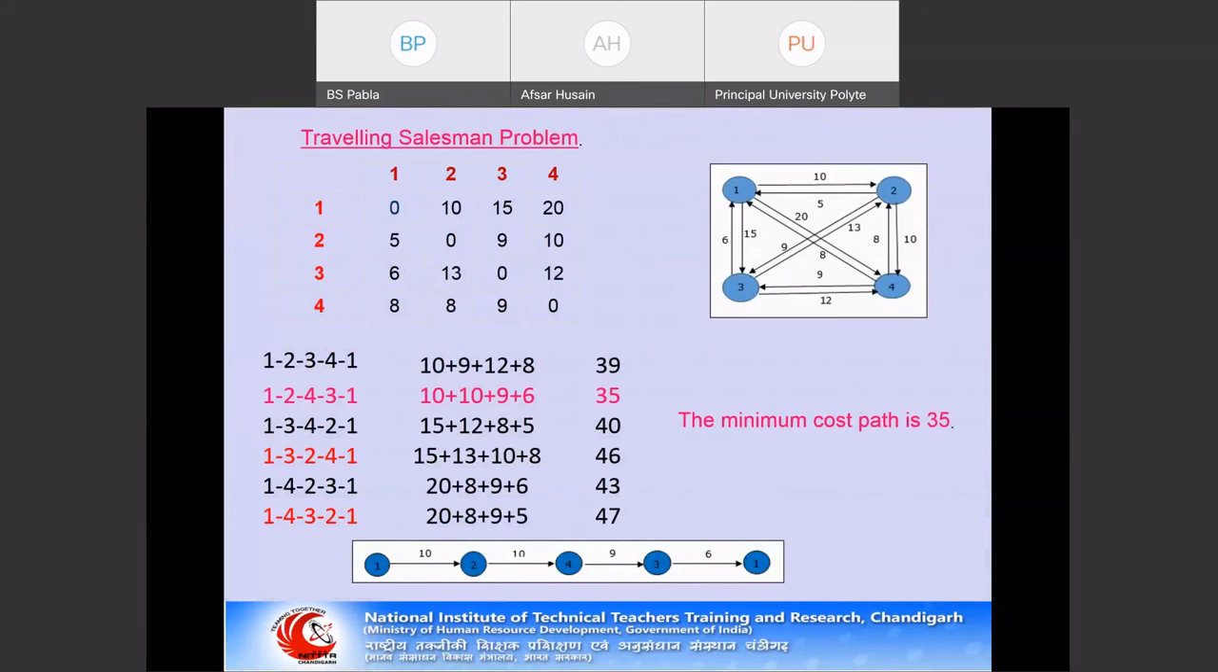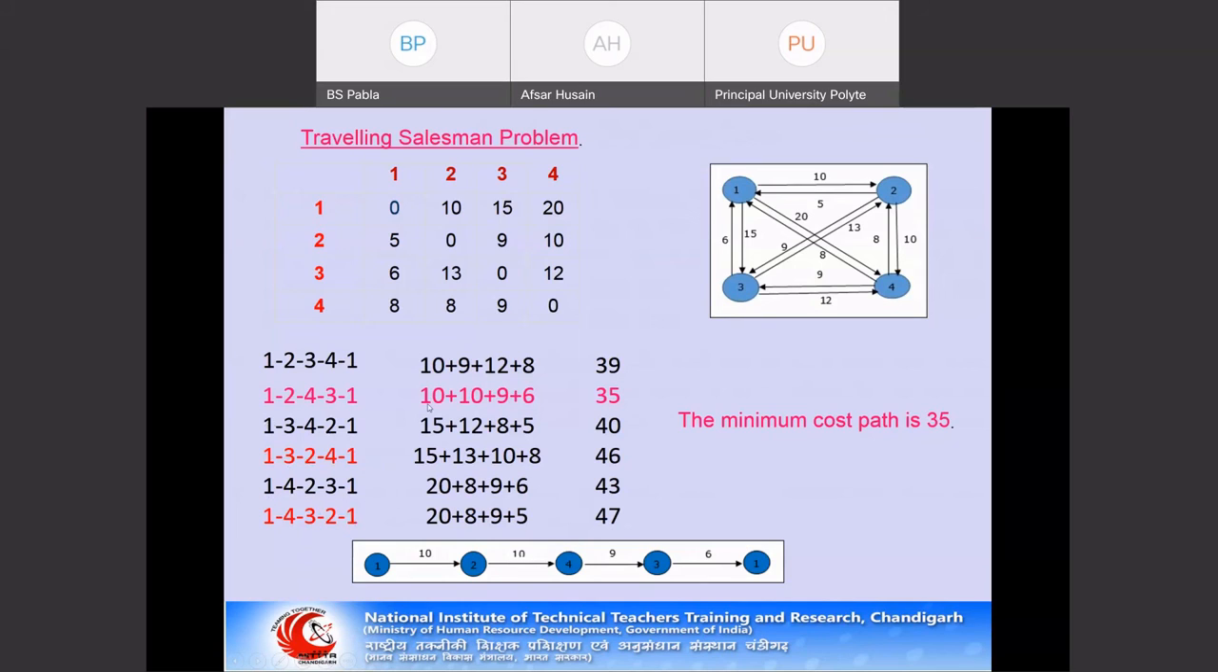Okay, this is the traveling salesman problem. I can do it manually here because I have calculated the cost of traveling and made all the permutation combinations. I can go by 1, 2, 3, 4, 1. I can go by 1, 2, 4, 3, 1. I can go by 1, 3, 4, 2, 1. I can go by 1, 3, 2, 4, 1. I can go by 1, 4, 2, 3, 1. I can go by 1, 4, 3, 2, 1.